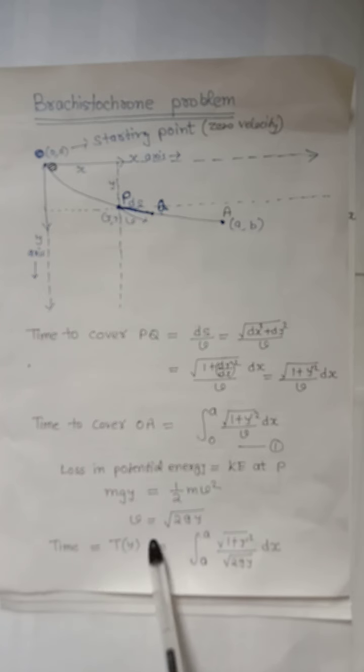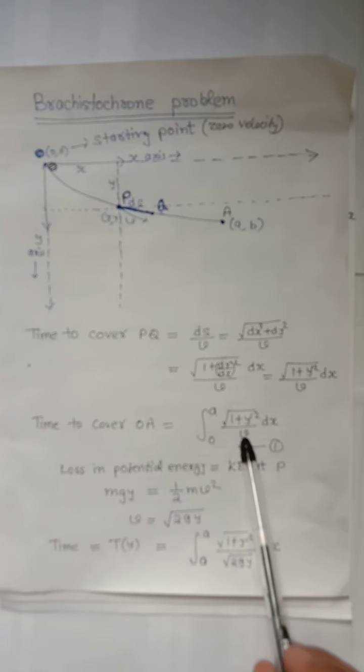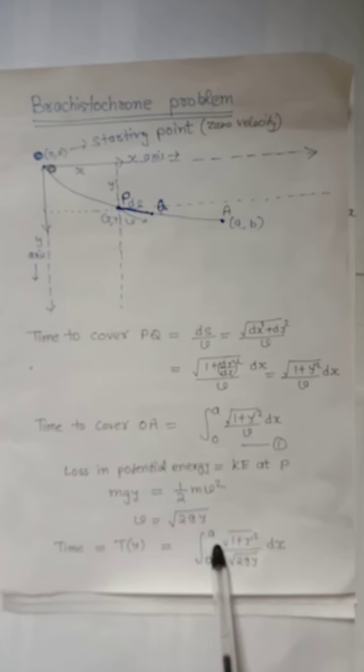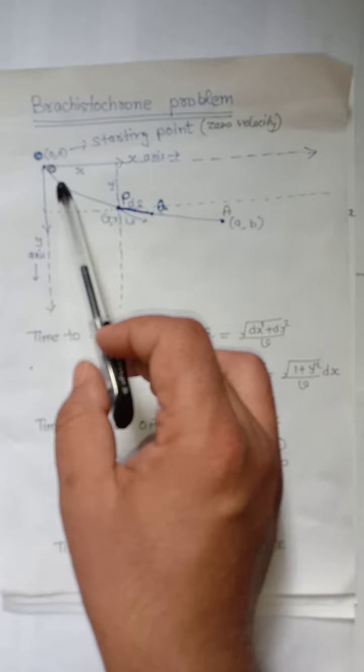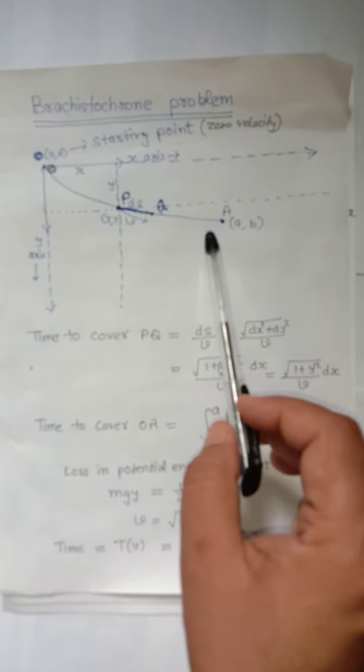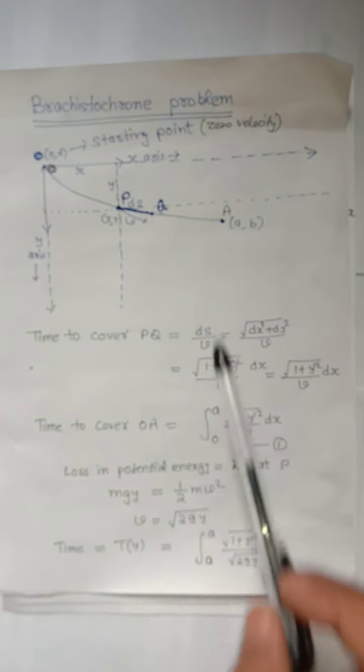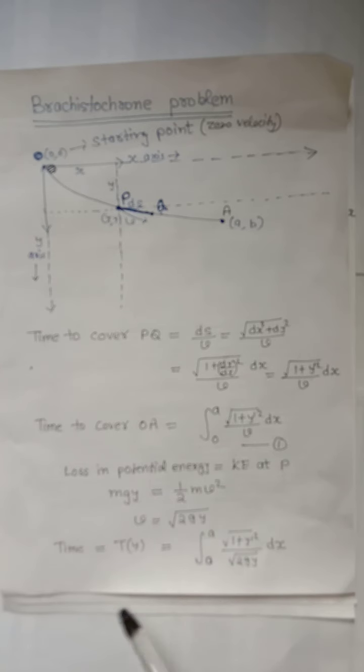So I can substitute this value of v here, and I get this. This is the function, and this function represents time. This function represents the time taken by the particle in moving along OA. So what is our basic problem?